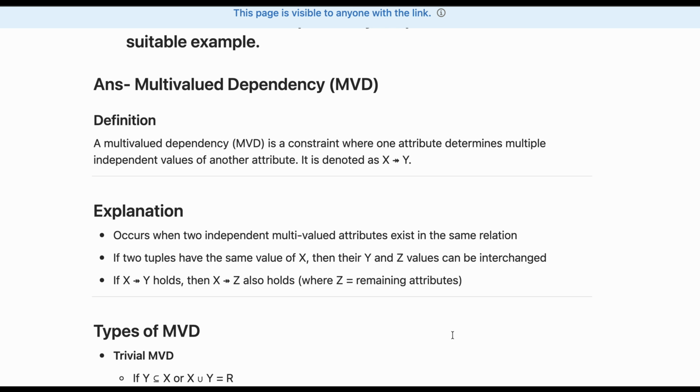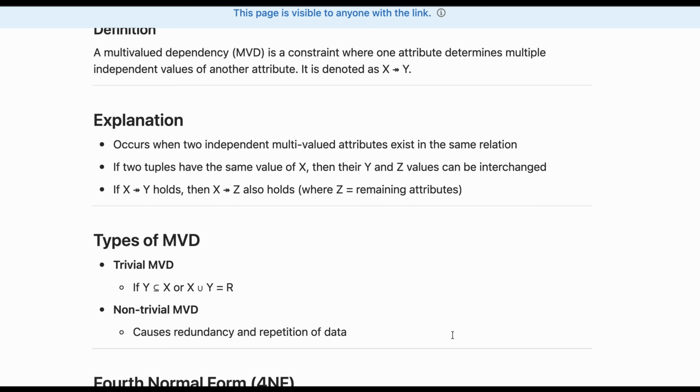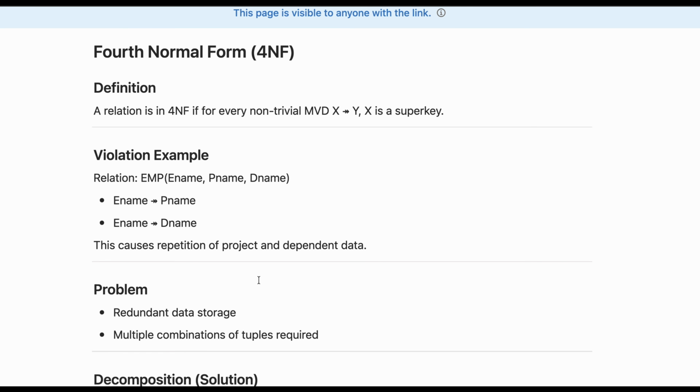Now let's move to the fourth normal form. Before going to the fourth normal form, we have to understand the types of MVD. First one is trivial MVD and second one is non-trivial MVD. Non-trivial MVD means it causes redundancy and repetition of the data. Now move to our fourth normal form, which is 4NF. A relation is in 4NF if for every non-trivial multivalued dependency, the left-hand side must be a super key.